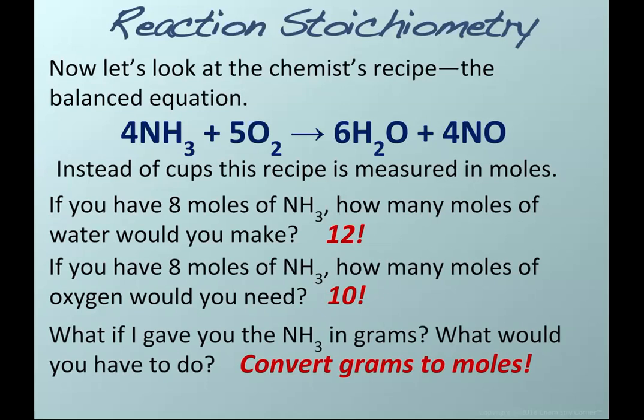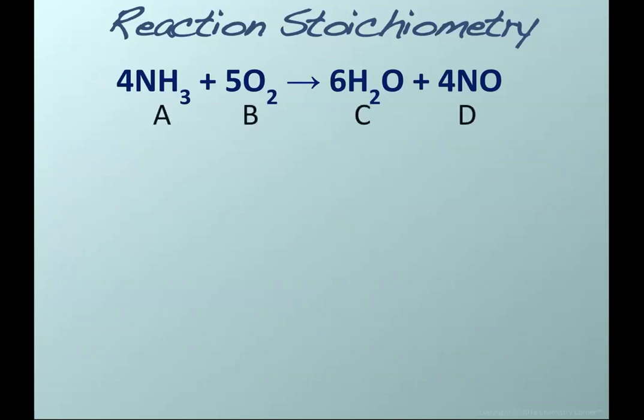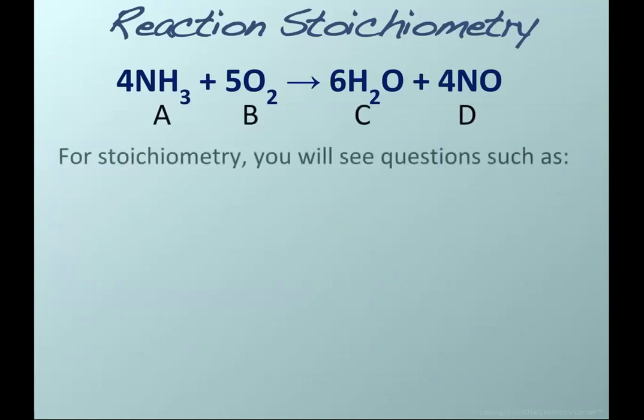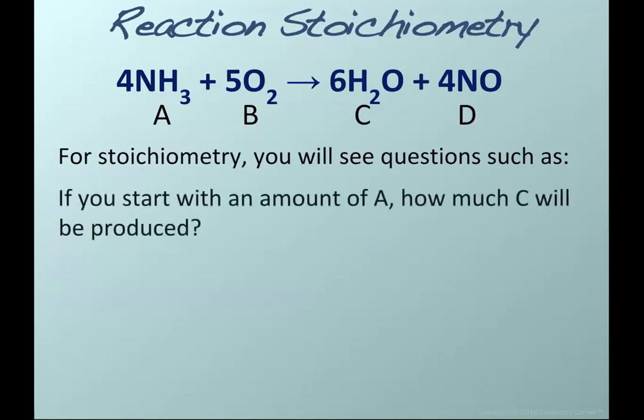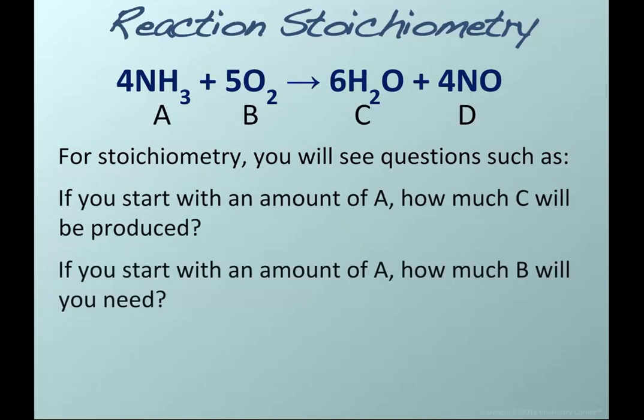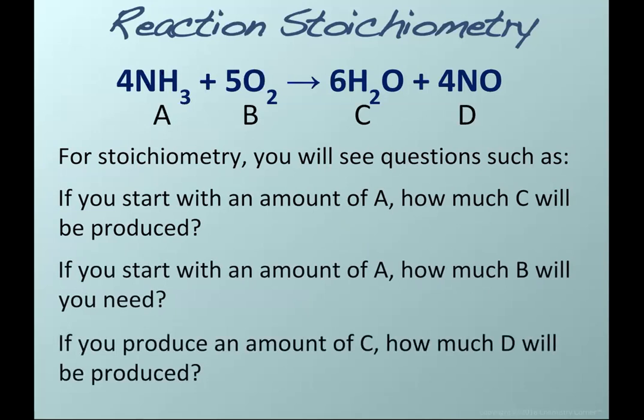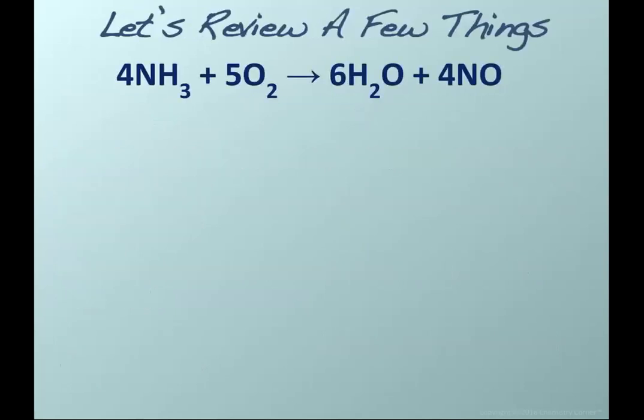We've done this before. So in stoichiometry here, you will see questions such as, if you start with an amount of A, how much C will be produced? If you start with an amount of A, how much B will you need? If you produce an amount of C, how much D will be produced? That's the kind of question we're going to answer here. So let's review. Now this is on your notes.